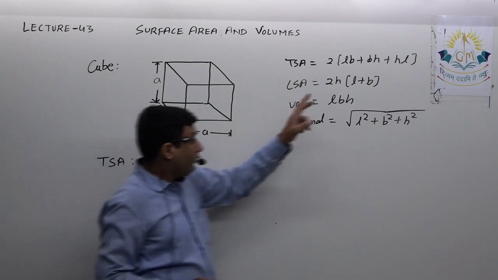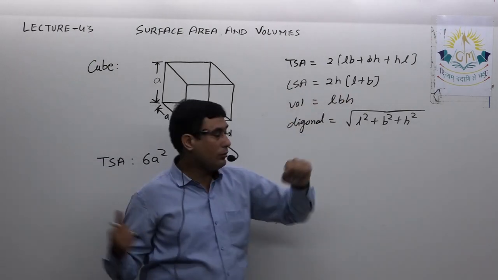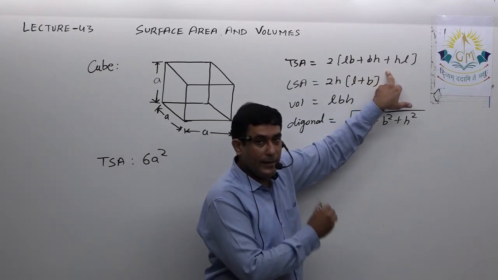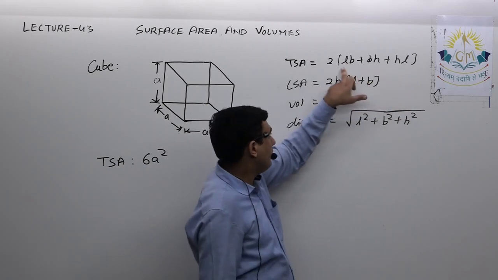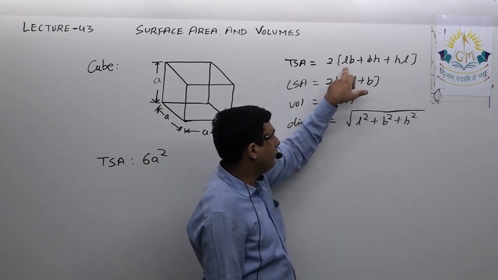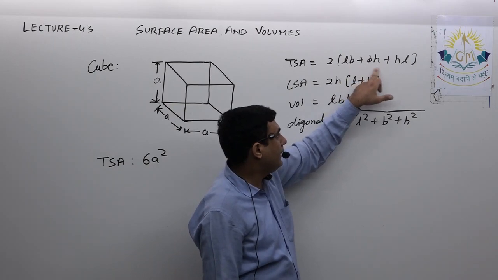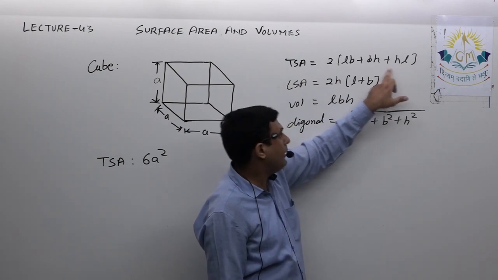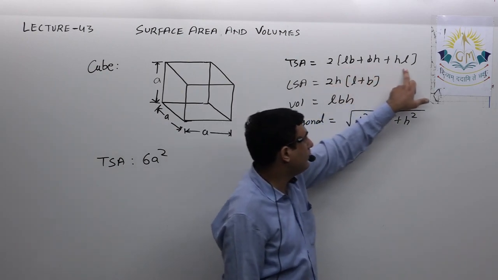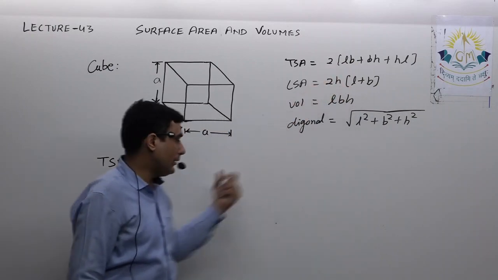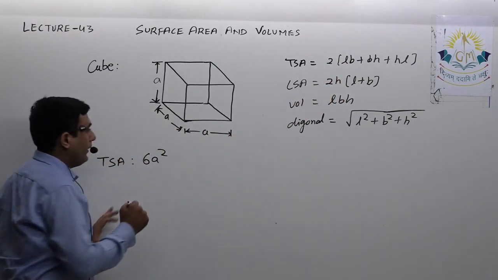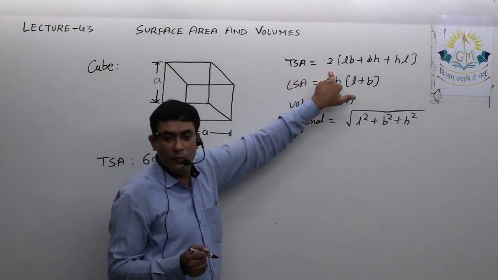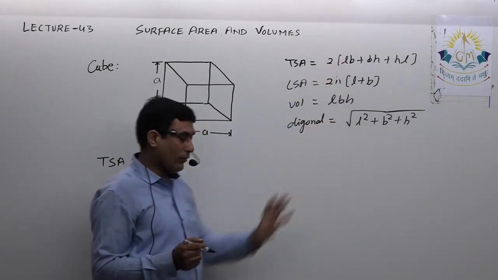Now I can also find the total surface area of the cube by this formula. In a cube, L, B and H are all equal to A. So if I put A over here, this will become A into A, that is A square, again A square, again A square. So A square plus A square plus A square is 3A square, multiplied by 2, that is 6A square. So there are two ways to find it: first with the help of the shape of the cube, and another by putting the values L, B and H equal to A in these formulas.